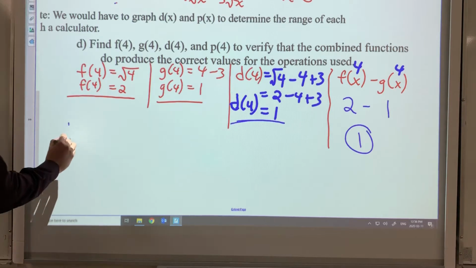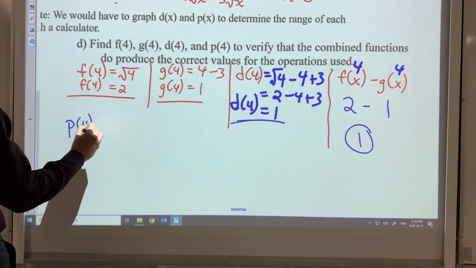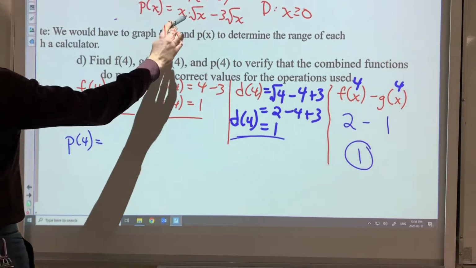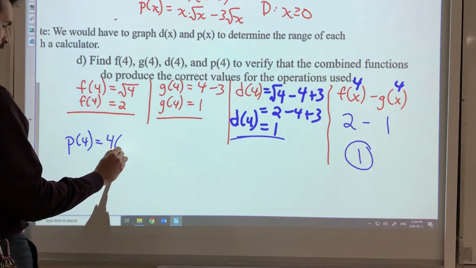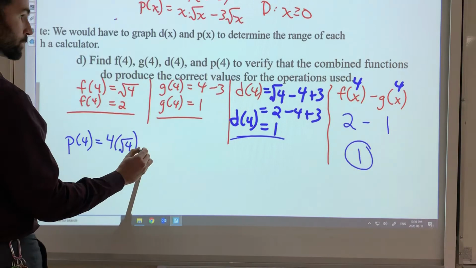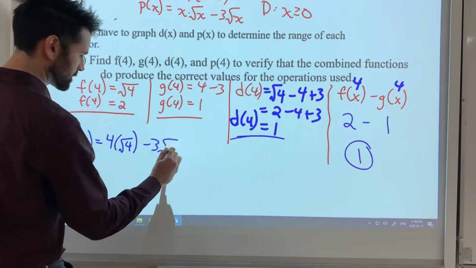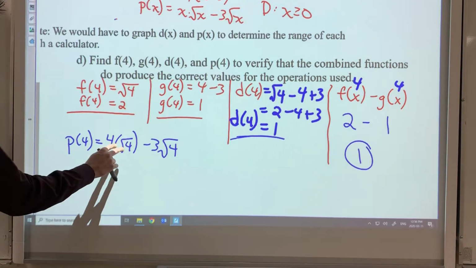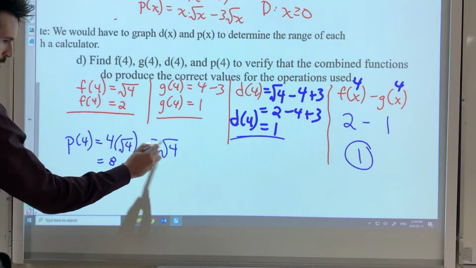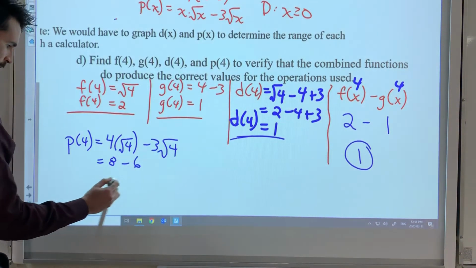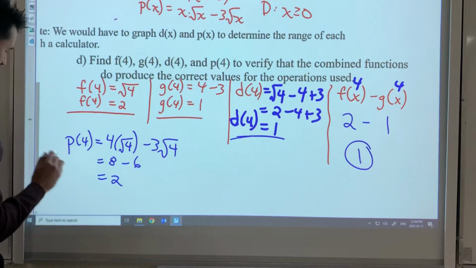As far as p of 4 goes, now that was that ugly looking function right here. So let's plug it in right now. That's 4 times the square root of 4, subtract 3 times the square root of 4 again. So this is going to be 2 times 4, which is 8. Subtract 3 times 2, which is 6. So it looks like we're going to get 2.